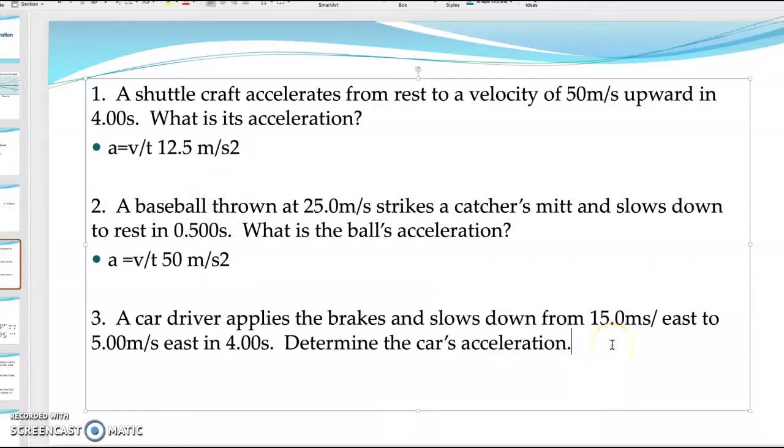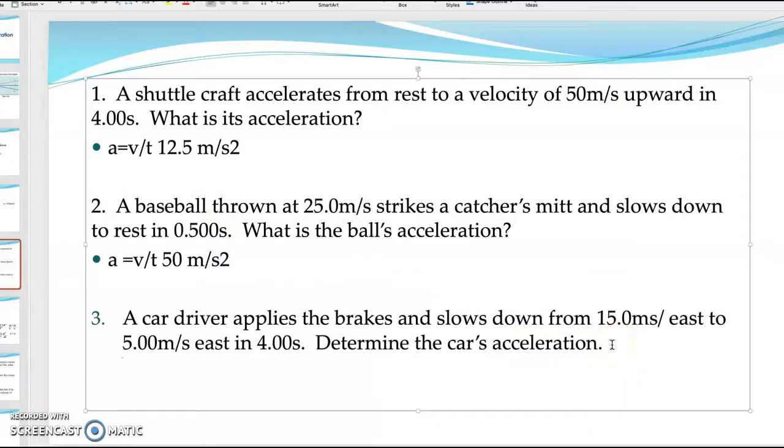And the car driver is going to slow the brakes down from 15 meters per second. This should go here. So 5 was the final and 15 was the initial. So it's going to be negative, because negative means you're slowing down. So minus 10 divided by 4. So this negative just means it's slowing down.